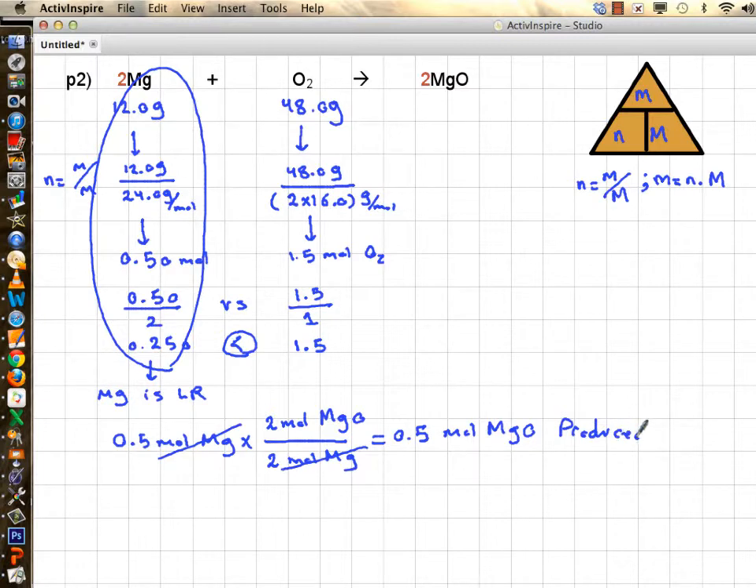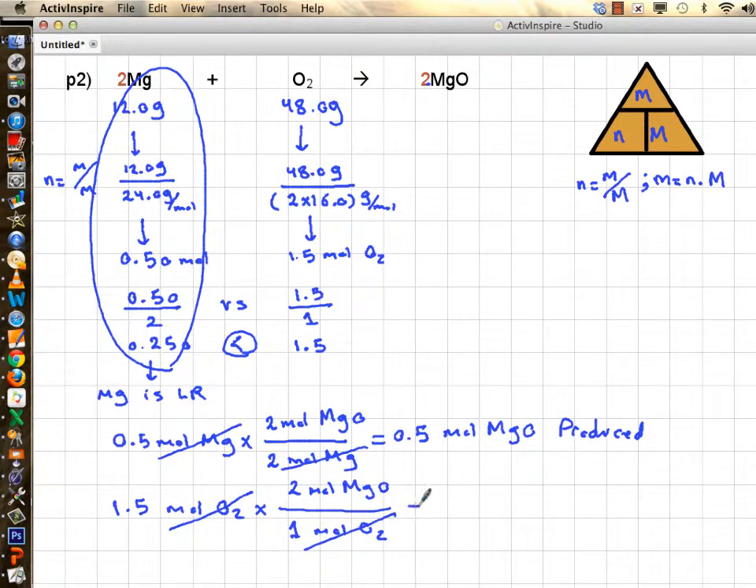Now let's compare it to the excess, oxygen. We have 1.5 moles of O2. Let's look at proportionality. You see the coefficient of oxygen is 1, and the coefficient of MgO is 2. So I put 1 mole of oxygen in the denominator and 2 moles of MgO in the numerator. Moles of oxygen goes away. 1.5 times 2 divided by 1 is 3 moles of MgO.